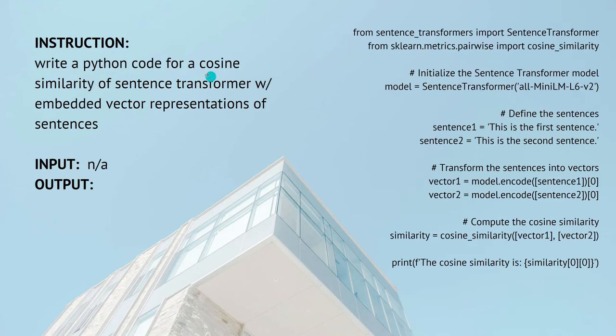Another example, you can have an instruction that's a little bit more complicated. Write a Python code for a cosine similarity of sentence transformers with embedded vector representation of those sentences. And then in my input-output pair, I don't have to provide an input. You could specify something further, but I just say, I don't need an input here, I just need the output. And then here is my PyTorch code for the specific model. So you can see, you can do a lot if you want to fine-tune your LLM model further on your specific tasks.